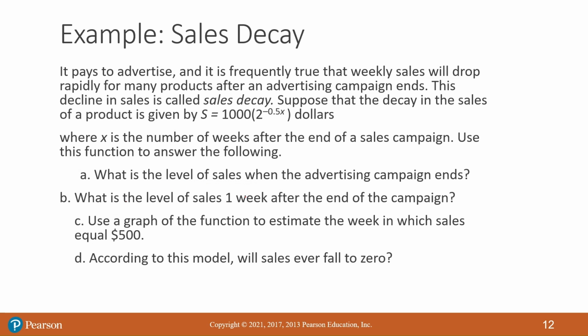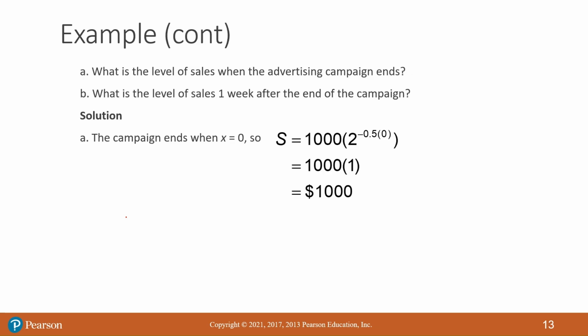What is the level of sales 1 week after the end of the campaign? Use the graph of the function to estimate the week in which sales equals 500. According to the model here, will the sales ever fall to 0? Now, start with part A. What is the level of sales when the advertising campaign ends?